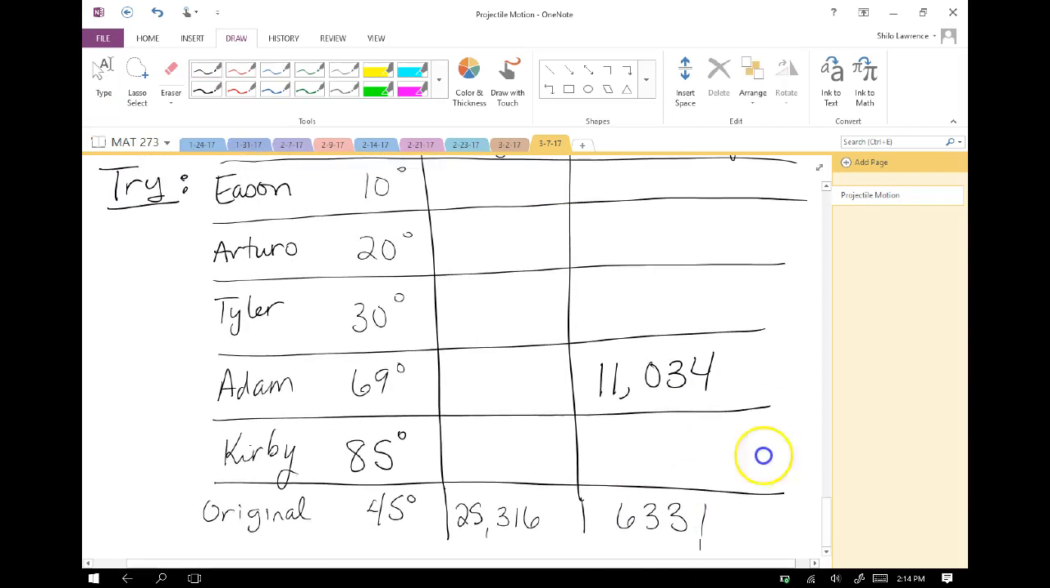Let me know if you need some help. Or ask your friends, your neighbors. Okay, and it goes 16,939 feet. So at 69 degrees, you get less range but more height.